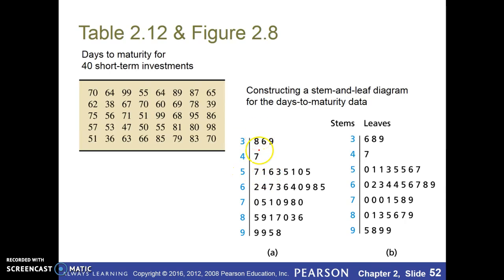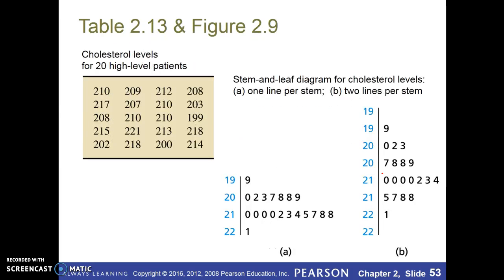So you can organize them by their first digit, and then you want to organize the ones digits in order. So instead of 71635105, you would have 00135567. The smallest one would be 36 days, and then 38, 39, 47, 50, 51, 52, and so on. And that's a good way that is used quite often to organize data that's spread out into different categories.